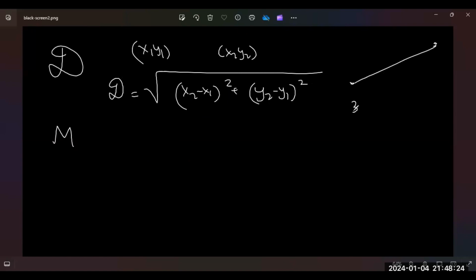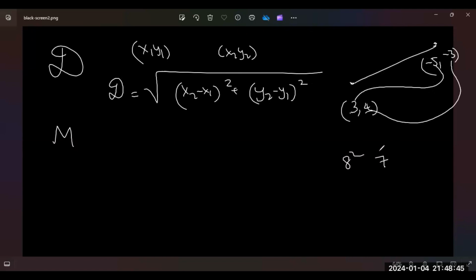For example, please calculate the distance between 3 comma 4 and minus 5 comma minus 3. What will the distance be? So you will take the difference in the x coordinates, square it, and add it to the difference in the y coordinates squared. What is the difference in the x coordinates? 3 minus minus 5, 8. 4 minus minus 3, 7. Square them, add them, take a root.